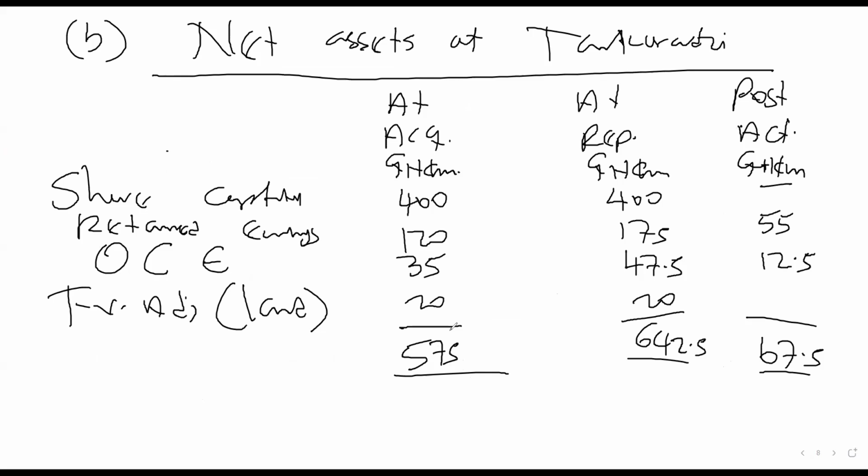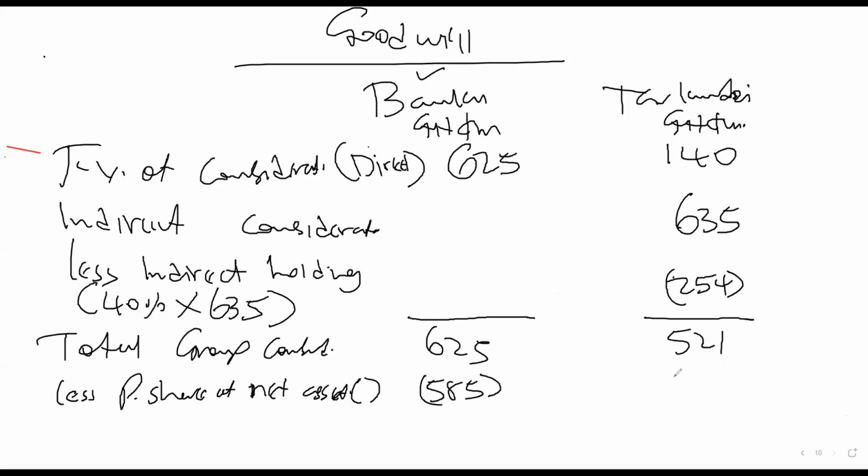The other one, what do you get? Fine. Tadi. What's the group holding in Tadi? 56%. So 56% of 575. Answer: 322.